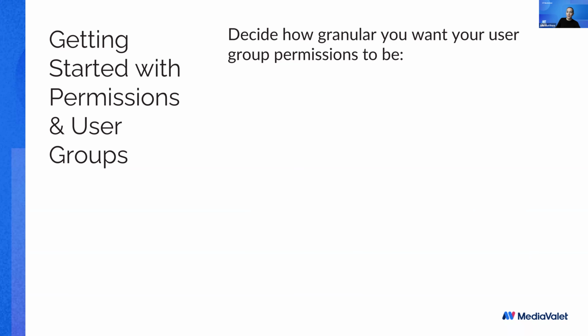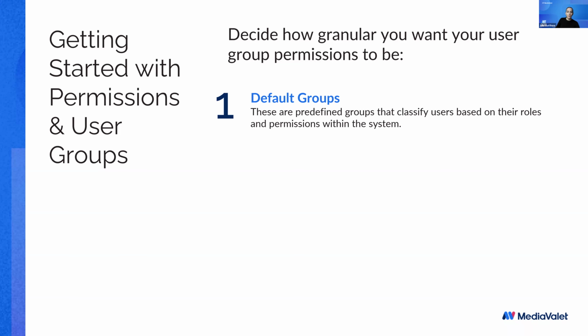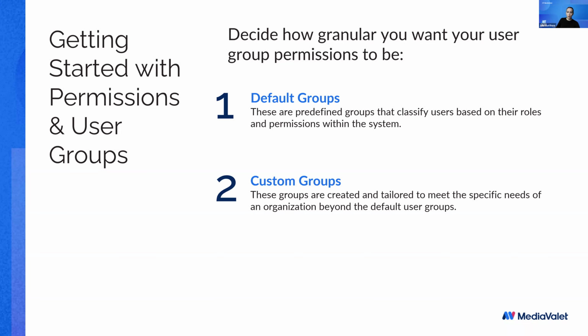So the next step in deciding how to create your user groups is to decide how granular you want your user groups to be. We have two types of user groups in MediaValet: the default groups and the custom groups. The default groups are also known as system groups. These groups are already built into your DAM and ready to use. These groups are typically administrators, contributors, and users that have permission to view only.